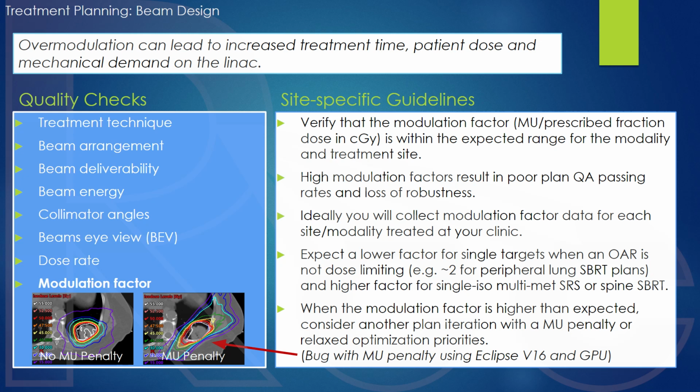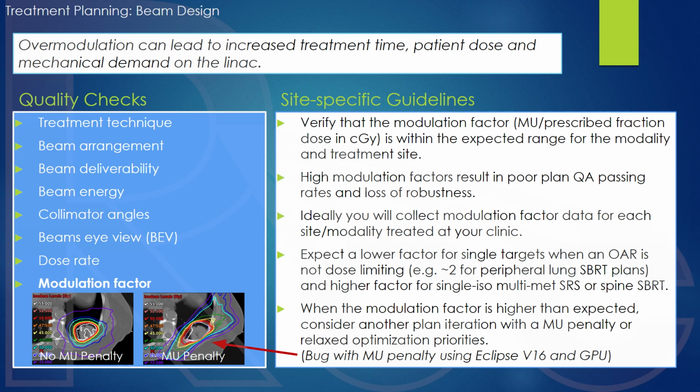So we want to verify that this modulation factor, which can be defined as monitor units per prescribed fraction dose in centigray, is within the expected range for the modality and the treatment site. A high modulation factor can result in a poor plan QA with lower passing rates and a loss of plan robustness. Ideally, you would want to collect modulation factors from your clinic in order to anticipate what's expected for a prospective plan for a new case.